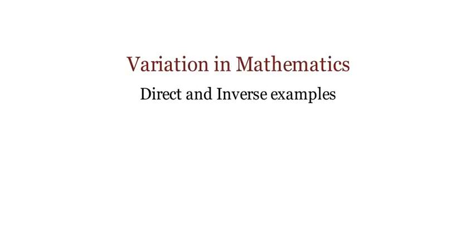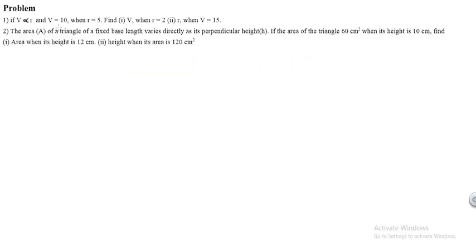In this video, we're going to talk about variations in mathematics. Now, we already have examples on the screen, so we'll quickly jump into them. For the first set of examples that we're going to be looking into, we're going to be talking about direct variation examples. Anywhere you see this sign, it simply implies proportionality or varies.